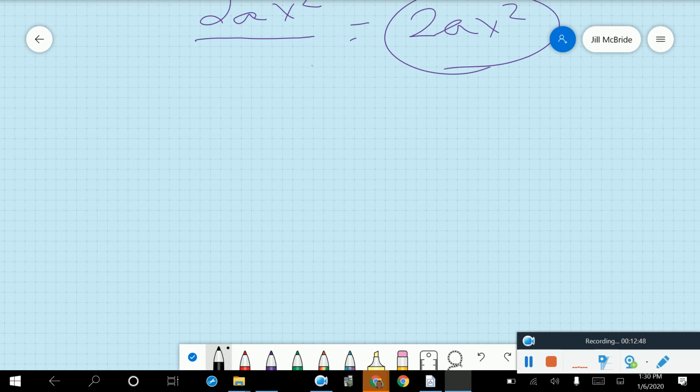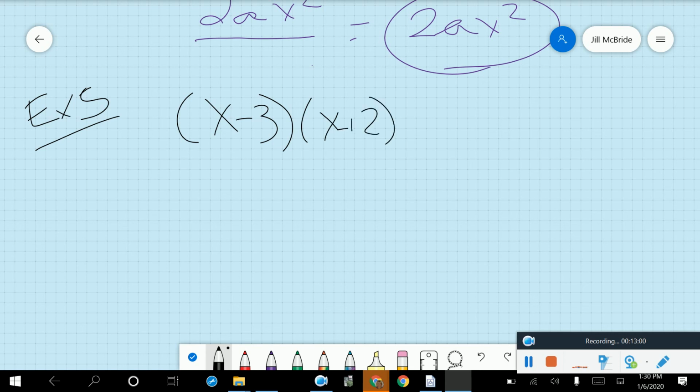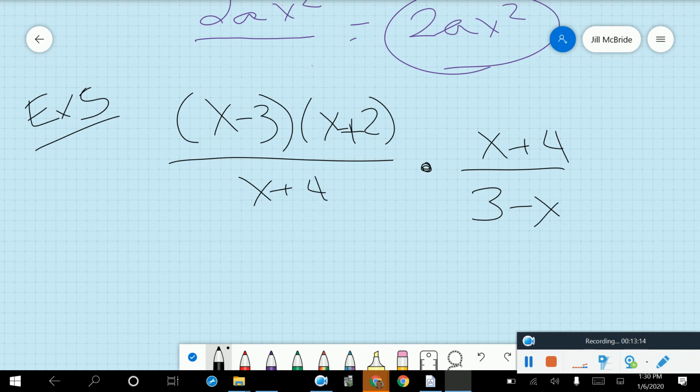Okay, one more example. This one I'm going to give to you in factored form because I want to show you something special about this one. Plus times x plus 4 over 3 minus x. Okay, so if I look at my restrictions on my variables, what can x not equal? Well, x can't equal -4, and x cannot equal 3.